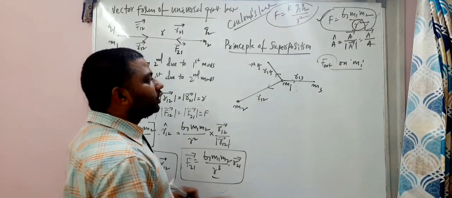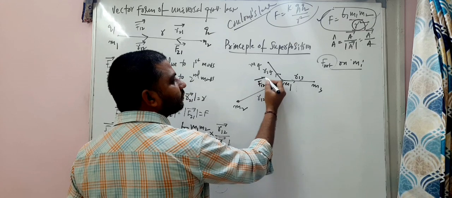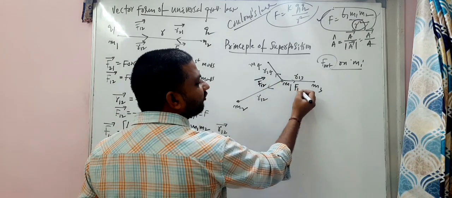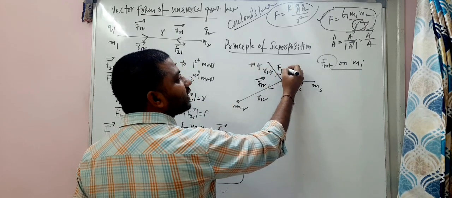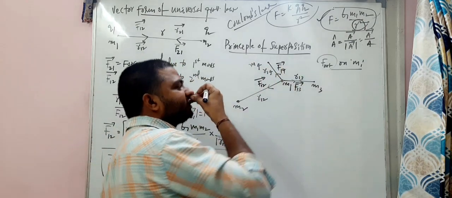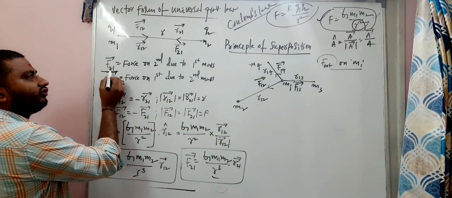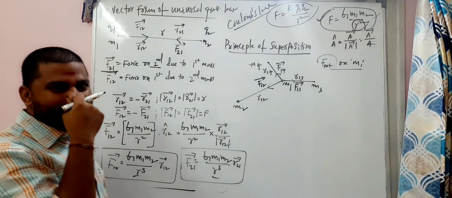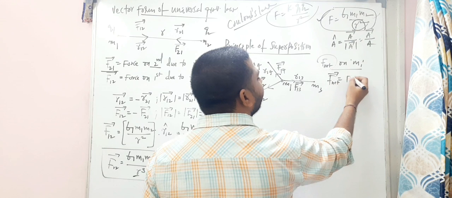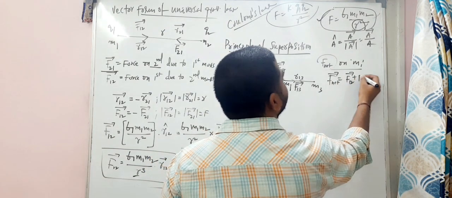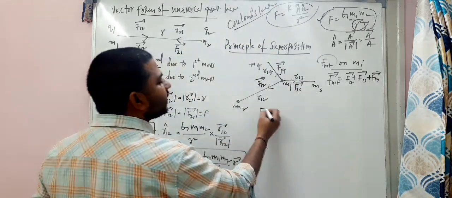So what is that? Look here. This force is the force on the first mass due to the second mass. This force is the force on the first mass due to the third mass. This force is the force on the first mass due to the fourth mass. Look, everything is F1. Here F2 means force on the second mass due to the first mass. So the net force, what I can write here, F12 bar plus F13 bar plus F14 bar, that's all.